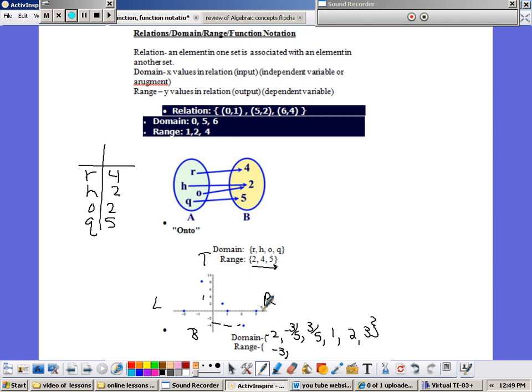These are all at 0. Then 2, 4, 6, 8. So my domain is -2, -3/5, 3/5, 1, 2, and 3, and my range is -3, 0, 2, and 8. And even though I had 3 zeros, I only wrote them once.